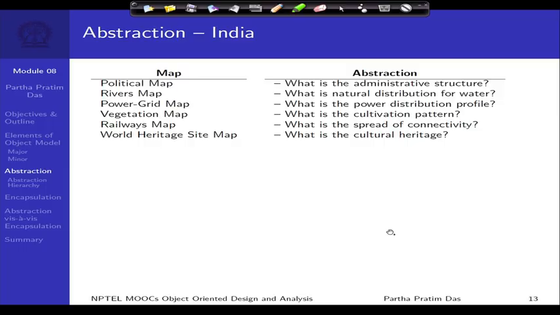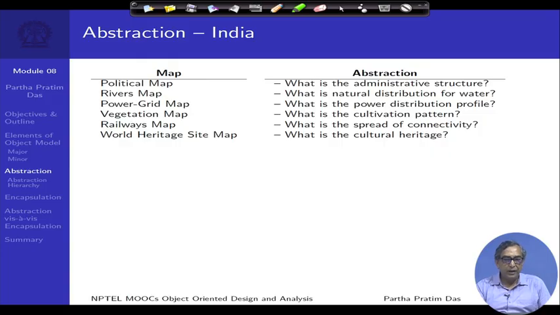So, if you look into the specific maps, a political map you will refer to when you are trying to study the administrative structure. A river map will tell you about the natural distribution of water resources. The power grid will talk about how the overall power structure is organized and so on and so forth. So, again, when you are planning for certain tourism services and you want to make a tour of interesting cultural heritage sites and traditions of India, you will certainly look at the World Heritage Site map, ignoring how rivers are connected in India.